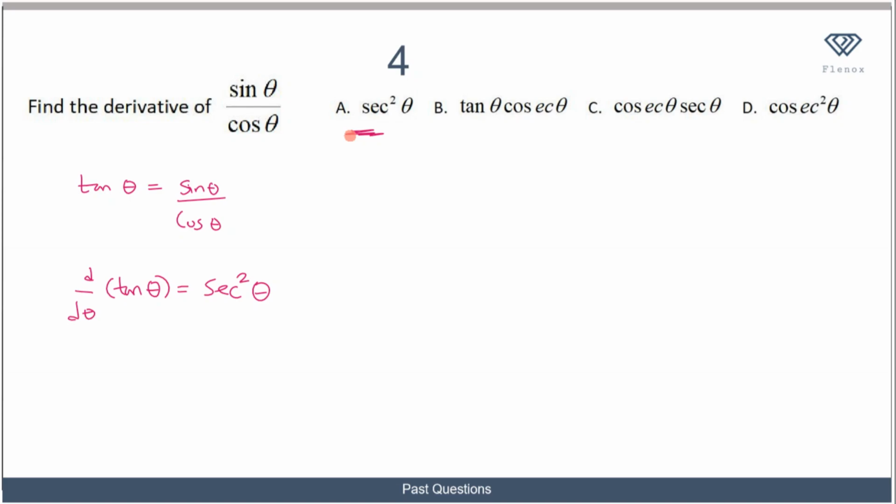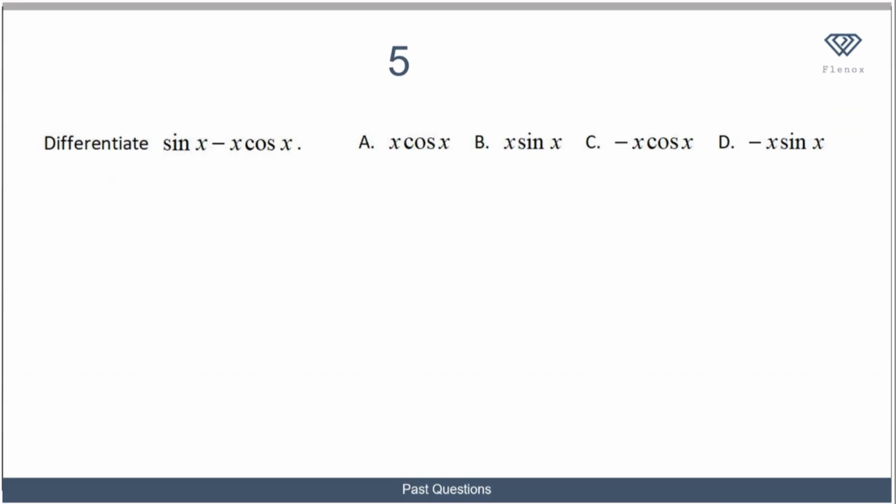So now let's move on to the next question, and here we are told to differentiate sin x minus x cos x. So this is like normal differentiation, trigonometric differentiation that you are familiar with. So we are told to find d over dx of sin x minus x cos x. So now I'm going to take each of those terms individually.